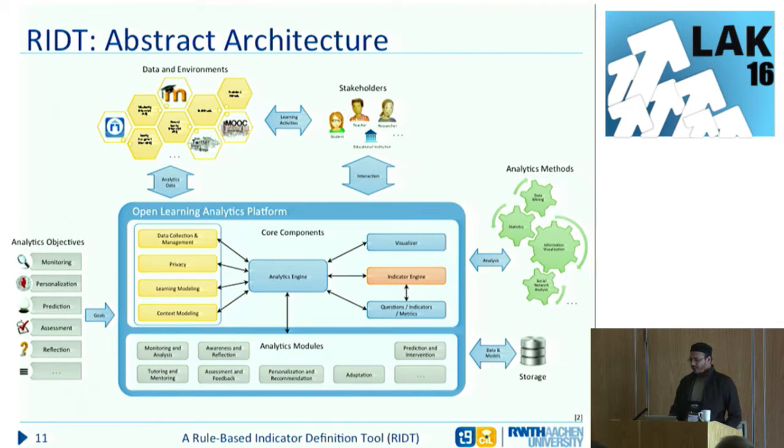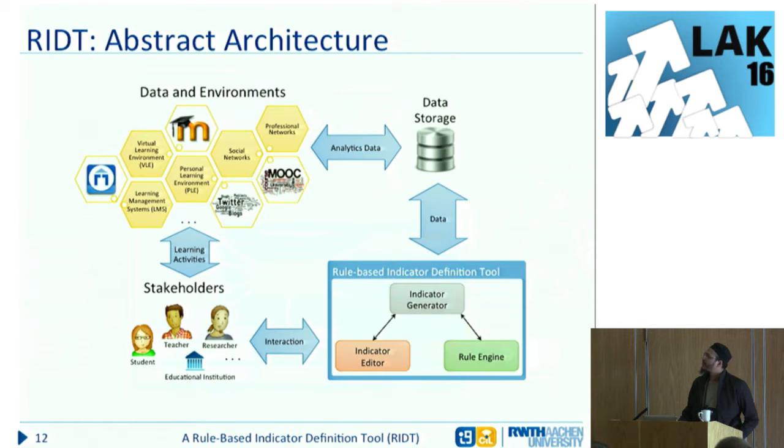And for that, we have proposed this indicator definition tool. As I said, our indicator definition tool is this component called the indicator editor, the red one. This is the indicator editor, the UI of the whole platform. If we focus on this one and try to simplify the diagram, we get an abstract architecture of the rule-based indicator definition tool.